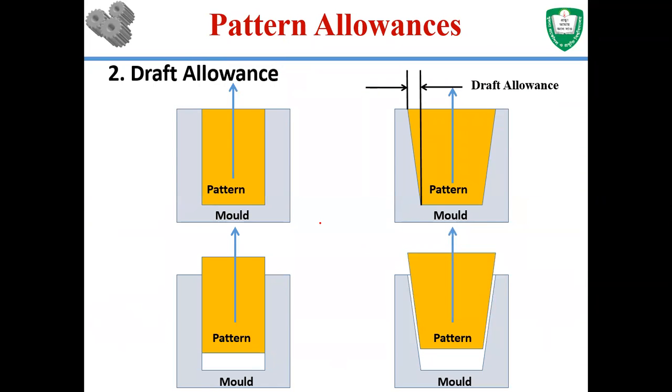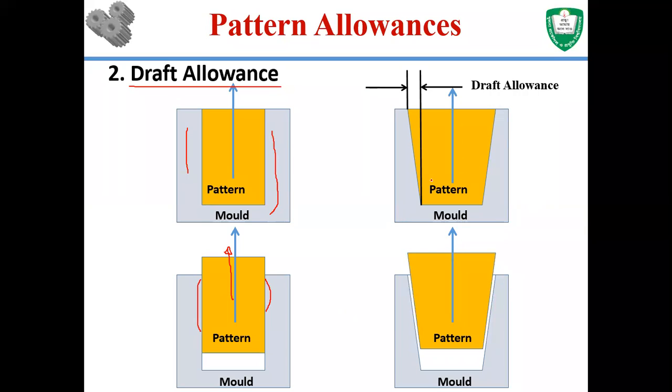The second one is the draft allowance. Draft allowance is an angular allowance. To visualize this, consider the first case: you put the pattern into the mold, and these are the sands around it. You pack the sands properly, and then if you want to remove the pattern, you pull it upward. When you pull it upward, it will always be in contact with the sides, on all four sides of the pattern.